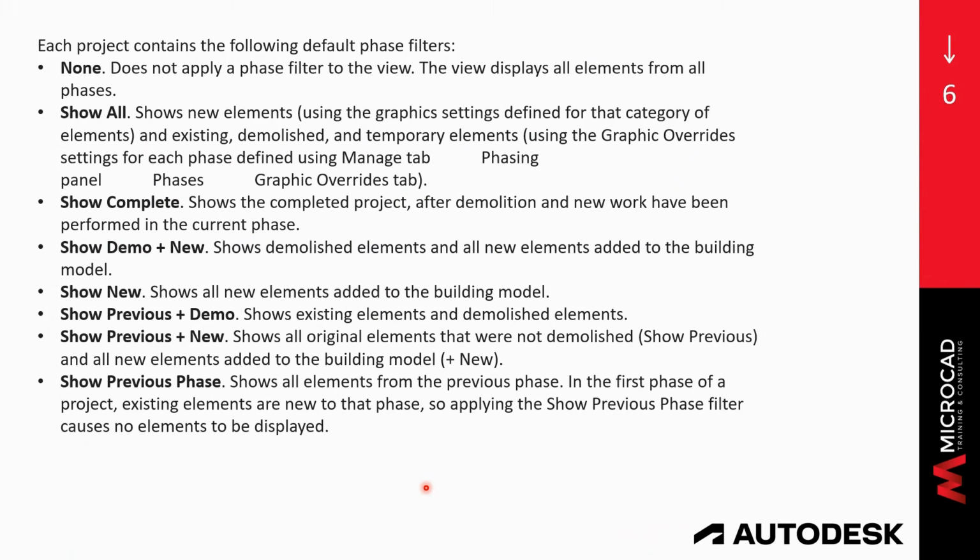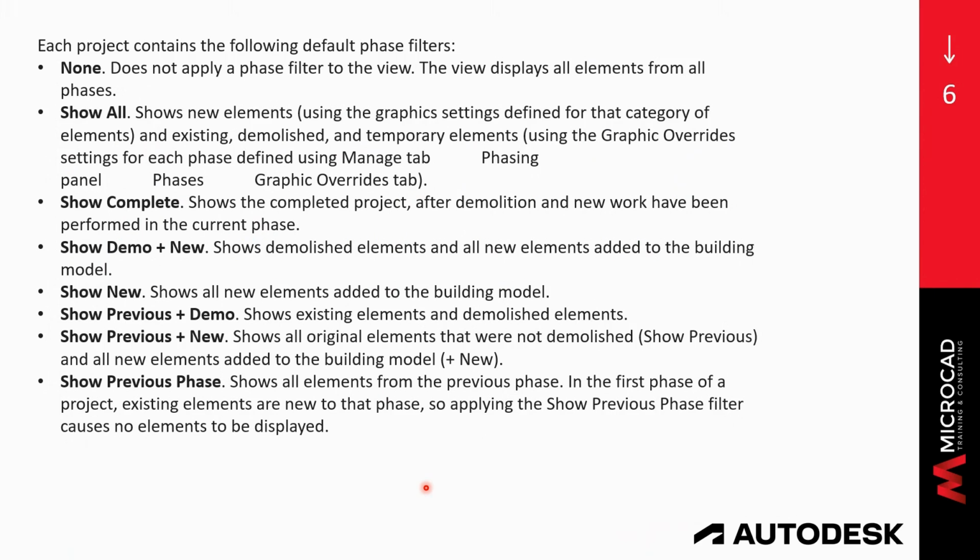The show complete filter is going to show the completed project after demolition and new work have been performed in the current phase. Then you have demo and new, which shows all the demolished elements and the new elements that have been added to the model. Show new is self-explanatory. It's going to show only the new elements that were added to the building.